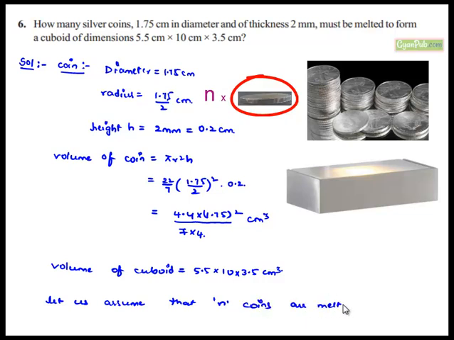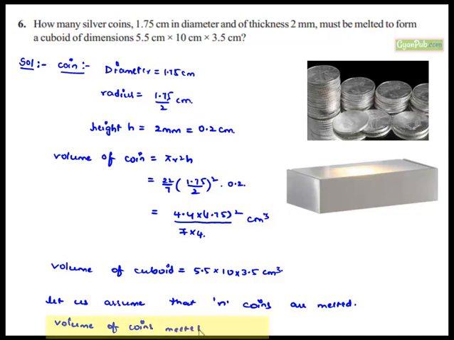So here the volume of all coins melted will be equal to the volume of the cuboid. Therefore the volume of coins melted, which is equal to n times the volume of each coin, let this be V1, n into V1, must be equated to the volume of cuboid. That is, n times V1, which is 4.4 times 1.75 whole square divided by 7 into 4, is equal to the volume of cuboid, 5.5 into 10 into 3.5. From this we need the value of n.